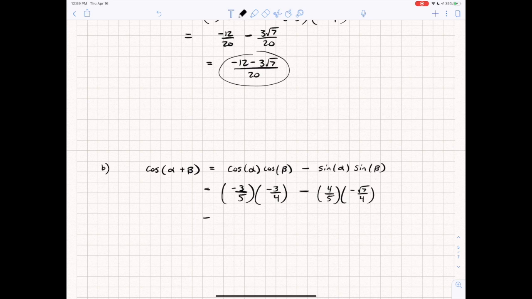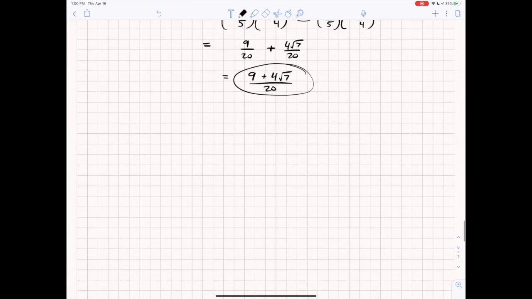And so now I'm just going to multiply these two things out. So negative 3 and negative 3 is 9 over 20. This will turn out to be plus 4 root 7 over 20. That's the double negative here. And making this into one single fraction, I get my final.